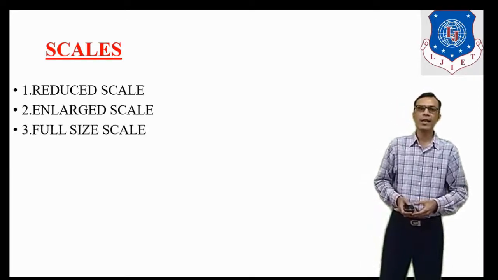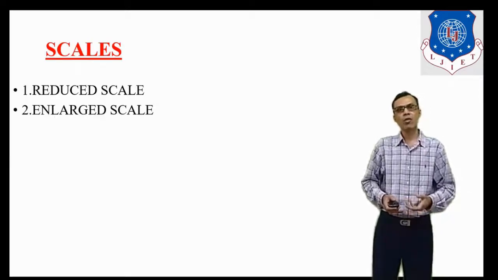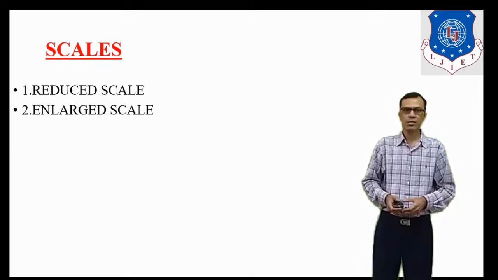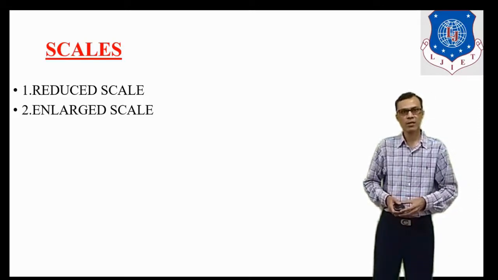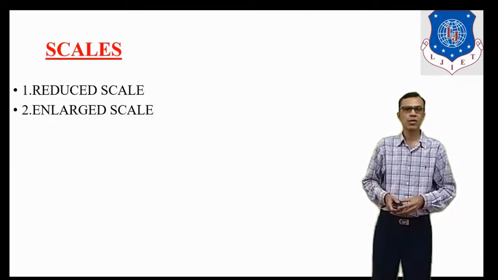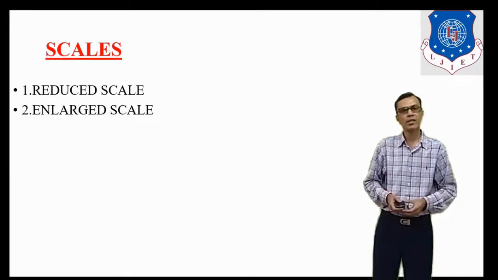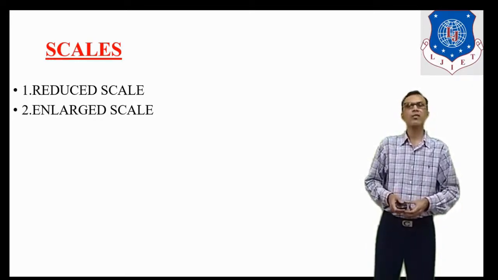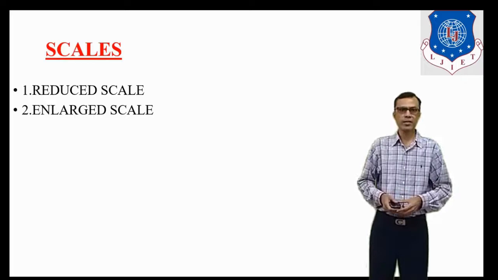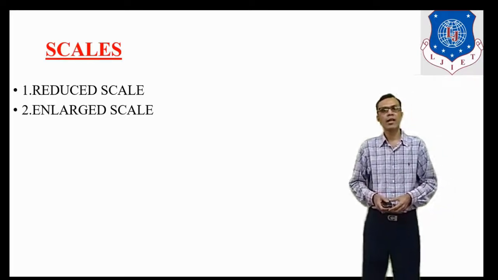The second type of scale is enlarged scale. It is exactly the opposite case. There are some components which are very small in size. For example, the gears of a wristwatch are very small in size. So if we want to manufacture it, an actual size drawing will not be convenient. So we need to enlarge the actual size, and for that we use enlarged scale.